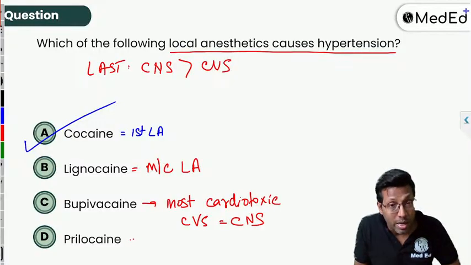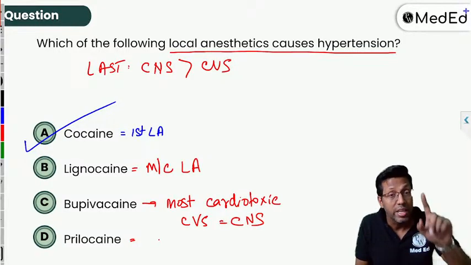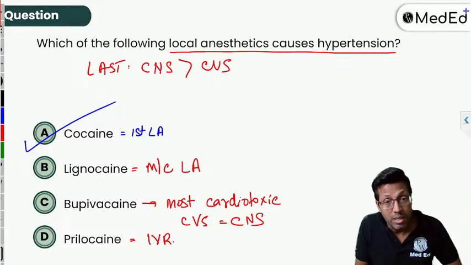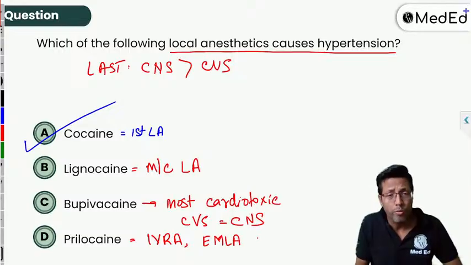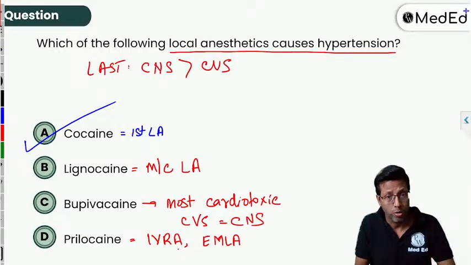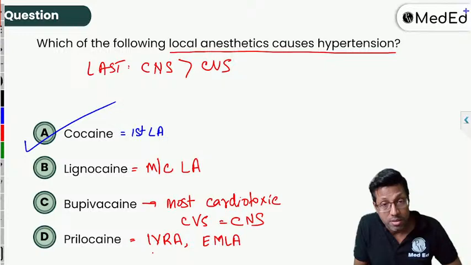And remember, prilocaine. This drug is also important. It is used in two places. Last year's NEET PG question: intravenous regional anesthesia, and it is also used for the EMLA cream. Since all of you are aware, I'm just telling you. Remember this point also: intravenous regional anesthesia is also called Bier's block. So prilocaine is used in IVRA, Bier's block, or EMLA cream.